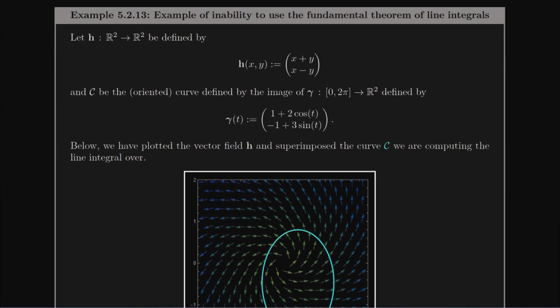One final example, and this is going to be an example where we can't actually use the fundamental theorem of line integrals because our vector field won't be conservative. We have the vector field x plus y and x minus y, as well as the path 1 plus 2 cos t, negative 1 plus 3 sine t. And I've gone ahead and plotted it here.